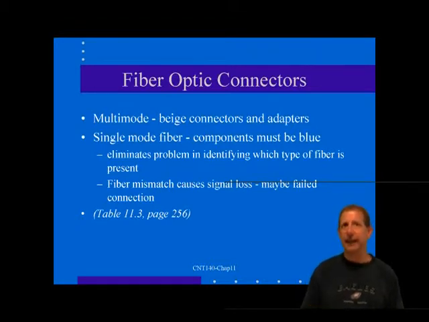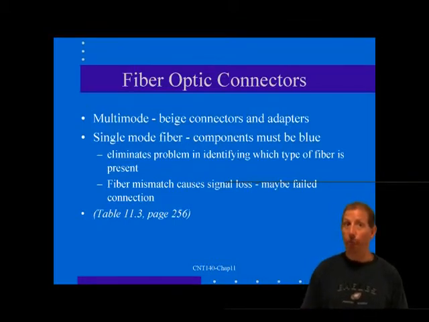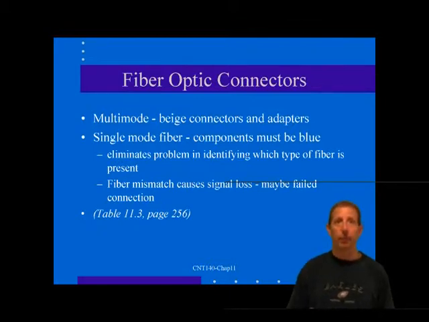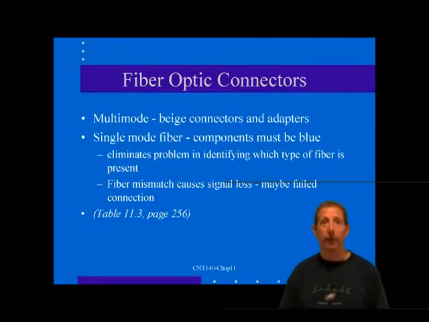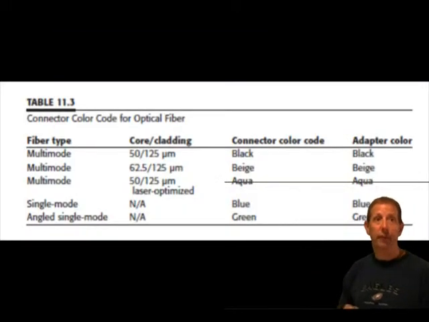Now, this can eliminate an enormous potential problem in identifying which type of fiber is present. Fiber mode mismatch can cause 4 to 6 dB loss one way and can cause a system to fail or to be unreliable. This relationship is so important that we've repeated it in table 11.3 behind me.